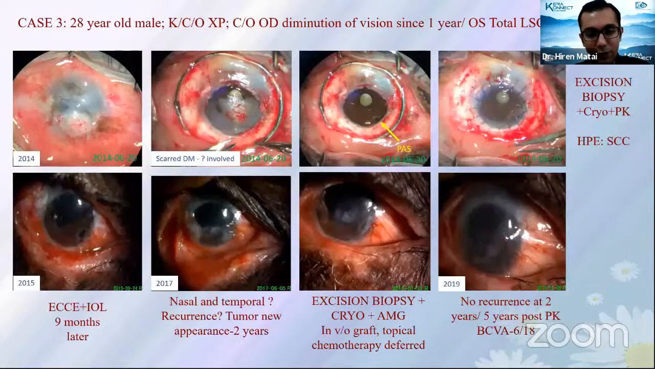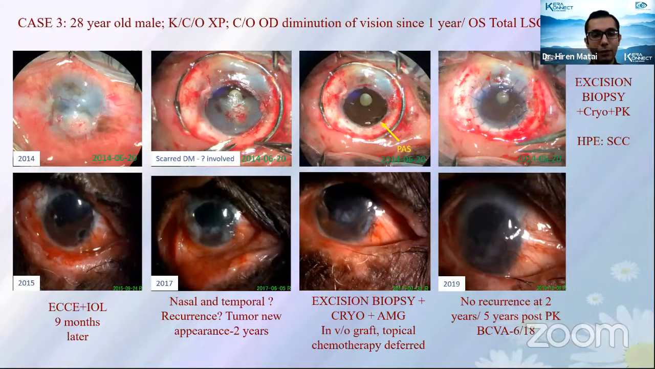The last case was a 28-year-old male, a known case of XP, who presented to us with complaints of diminution of vision in the right eye since 1 year. The left eye had LSCD. We decided to do a lamellar keratoplasty in the right eye along with cryoapplication.